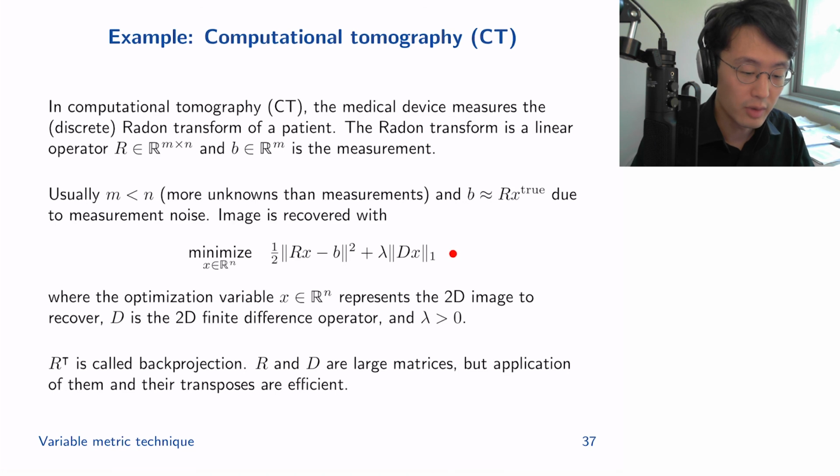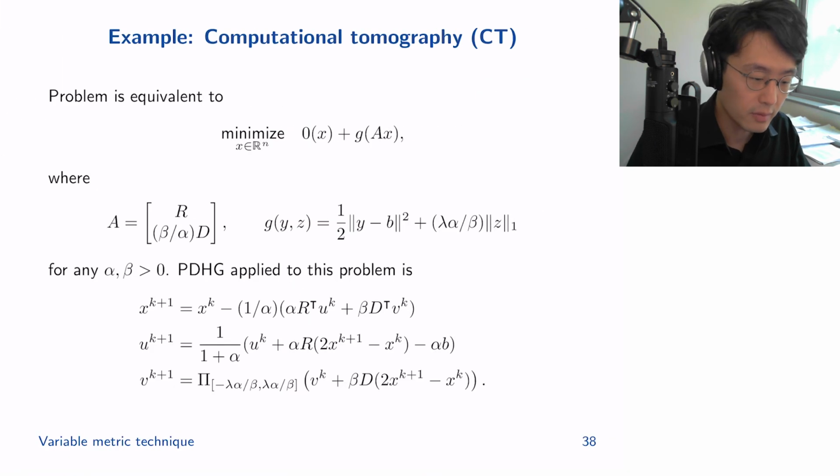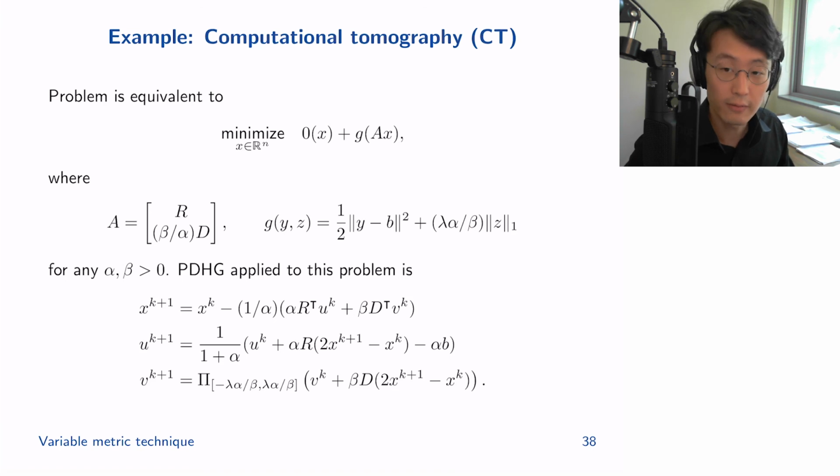So then to solve this problem using PDHG, we recast this problem into this form. Here, f is just the zero function, the function that outputs zero regardless of the input. So we have f with x as the input, and then g with Ax as the input. A is a block matrix with this form, and g is a function of y and z. The y corresponds to this block, the z corresponds to this block, and it has this form. These two functions are CCP functions that are proximable. We have a closed-form solution for them.